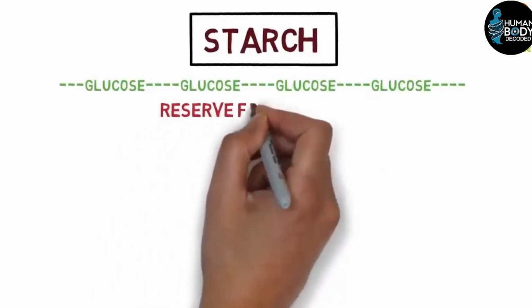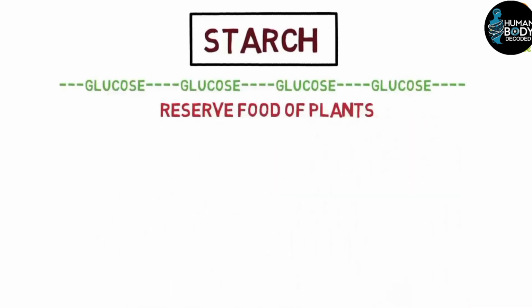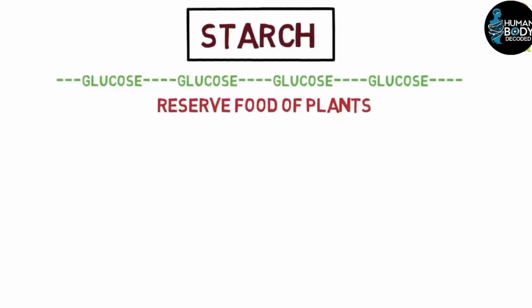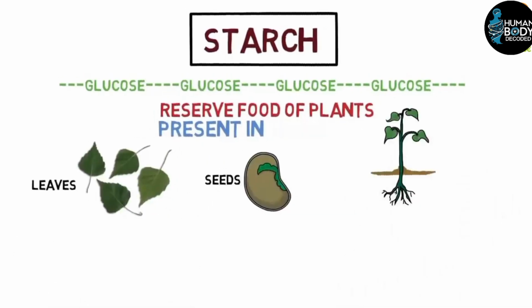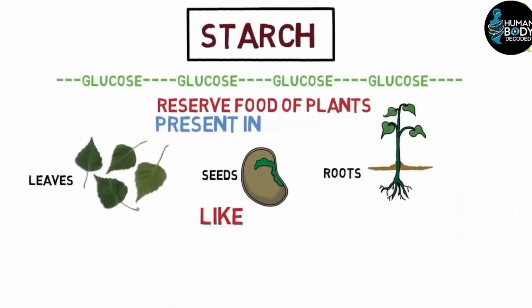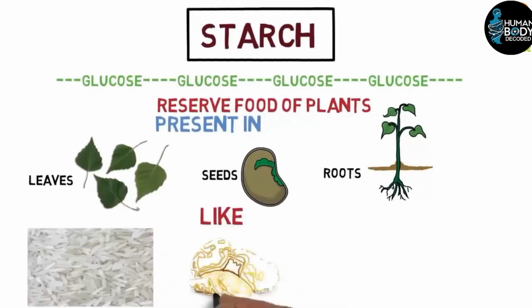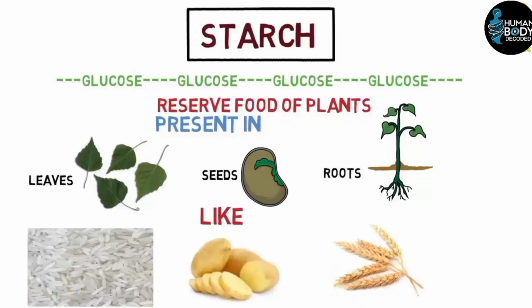Starch is actually a reserve food for plants, meaning that plants store extra food so they can use it during tough times, as they don't perform photosynthesis all the time. Starch is found in leaves, seeds, and roots. If I give examples such as rice, potatoes, and corn, these are all reserve foods stored by plants.